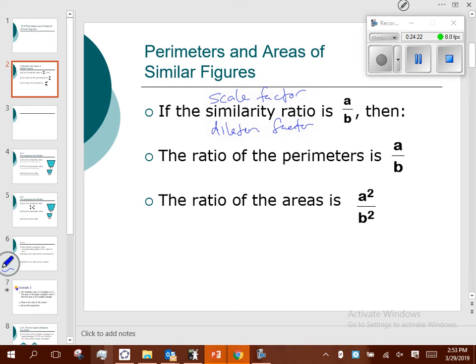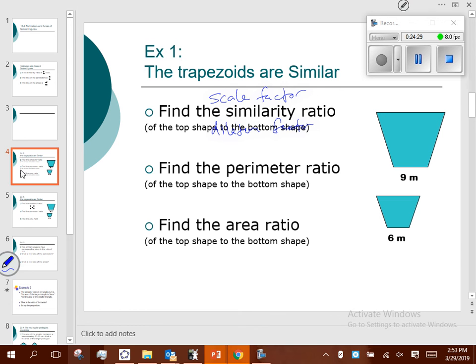Okay. So, I'm going to come back to this. If you haven't got that written down, I'll come back to it in a moment. But let's look at this slide right here. If I look at this slide, what's the similarity ratio? What's the scale factor of the top shape to the bottom shape? Okay, so it's 9 over 6, 3 over 2, 1.5 over 1, something like that, right? 3 over 2 is probably the one that we're going to stick with. That's the best version.